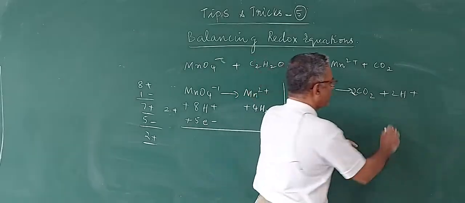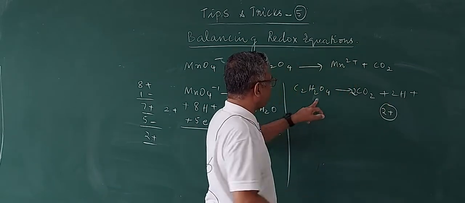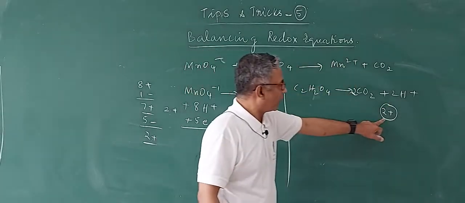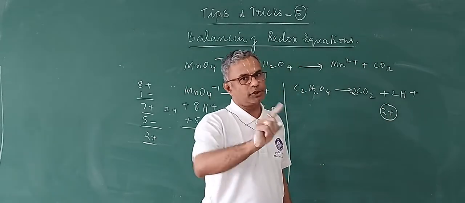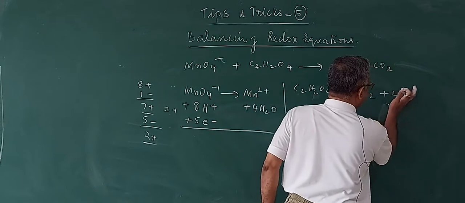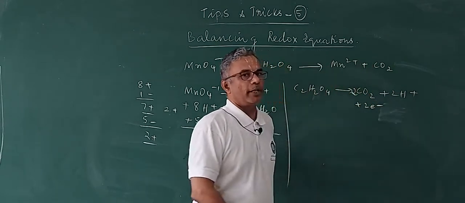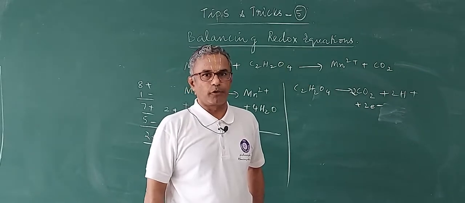Here you have 2 plus on the right side. Here the charge is 0, no charge is here. As I told you, you have to add electrons to balance the charge. So, what do you have to do now? How to make it 0? You add 2 electrons. If you add 2 electrons, it will be 0 on both sides.